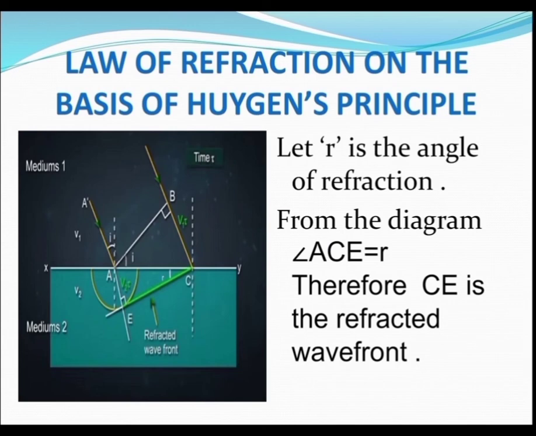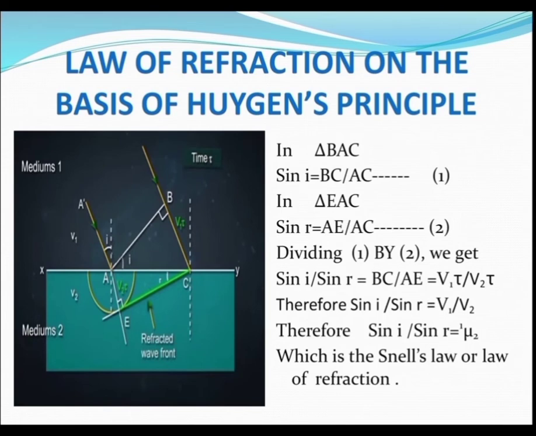Let r be the angle of refraction. From the diagram, angle ACE is equal to r. Therefore, CE is the refracted wavefront. In triangle BAC, sin i is equal to BC over AC. Let it be equation 1. Similarly, in the refracted region in triangle EAC, sin r equals AE over AC. Let it be equation 2.